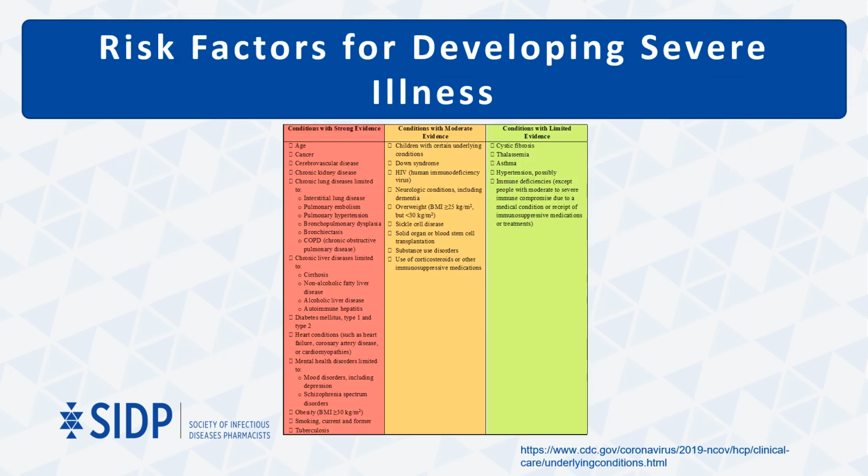With respect to the risk factors for developing severe illness, you can see here the risk factors that are listed or have been identified by the CDC, those that have strong evidence, moderate evidence, and limited evidence.